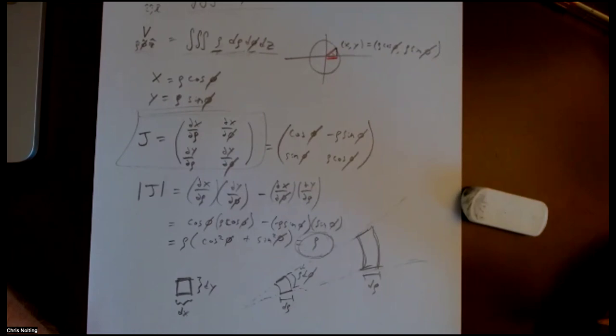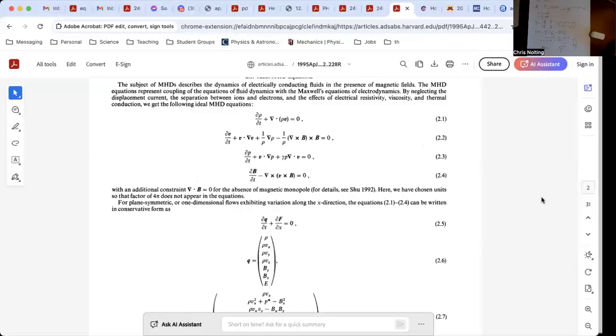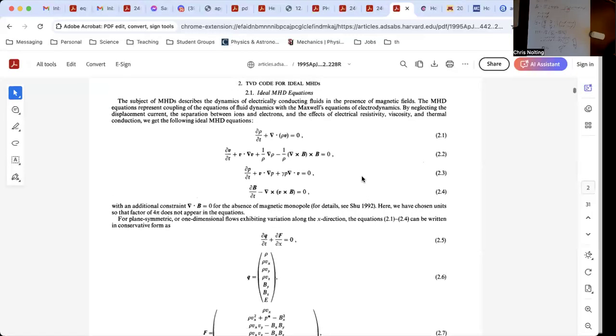What I want to then do here is maybe real quick also share a little bit of how this relates to my own research. This is a code paper. This is where I do simulations, and the code that the simulations run solves this set of differential equations, which is the ideal magnetohydrodynamic equations.